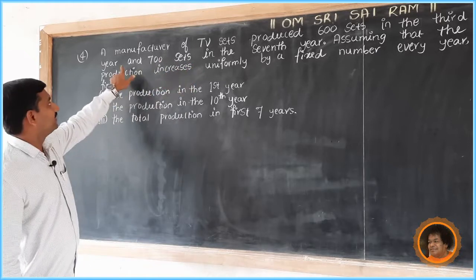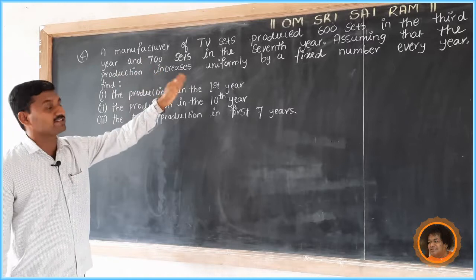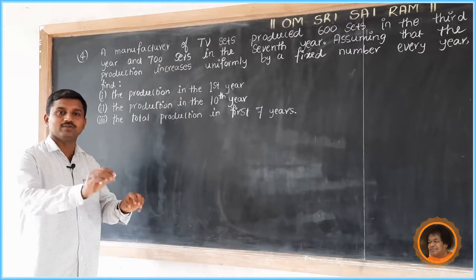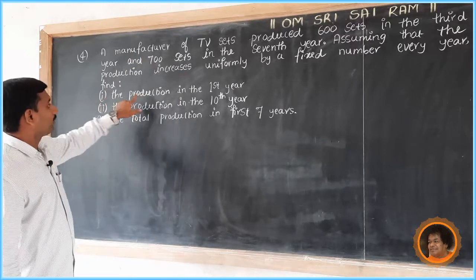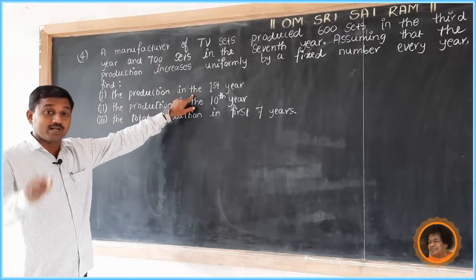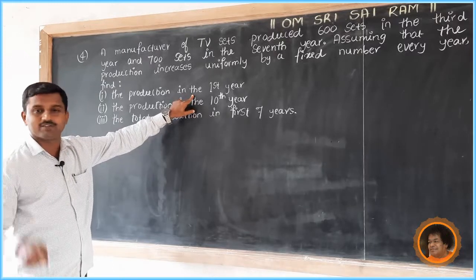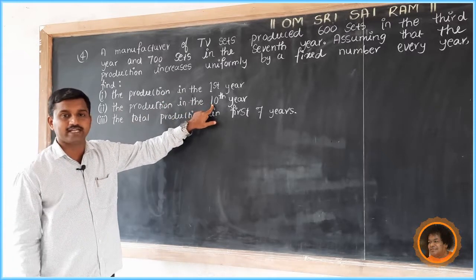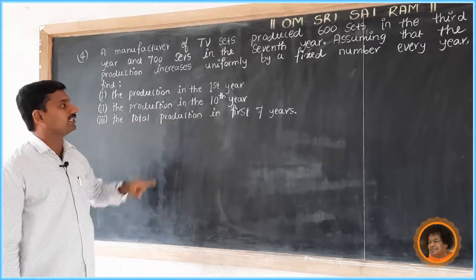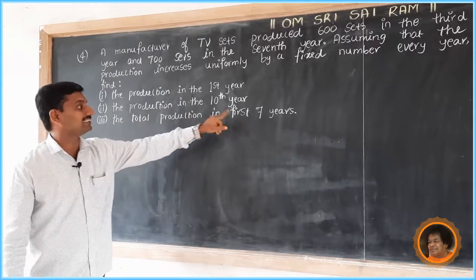600 sets in the third year and 700 sets in the 7th year. Assuming that the production increases uniformly, therefore the terms are in AP. And the production in the first year means we have to find the value of a, which is nothing but the first term. And the production in the 10th year means n equal to 10. And the total production in the first 7 years: total means we have to find the sum of the first 7 terms.